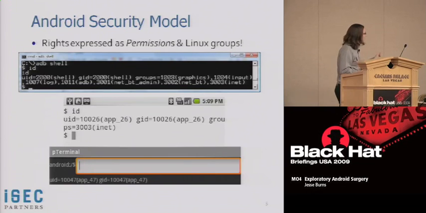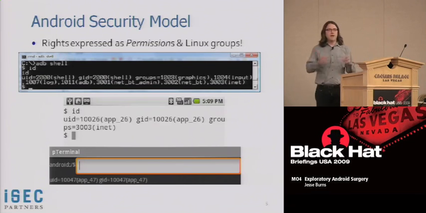It installed, in my case, with a UID of 10,026, and that's typical of the range for installed applications and processes. It also has the inet permission. That's because I've specified in the uses-permission tag that this thing has to access the internet, and the kernel is what's enforcing the internet permission, and the kernel doesn't know about Android permissions. It only knows about Linux groups and Linux things.